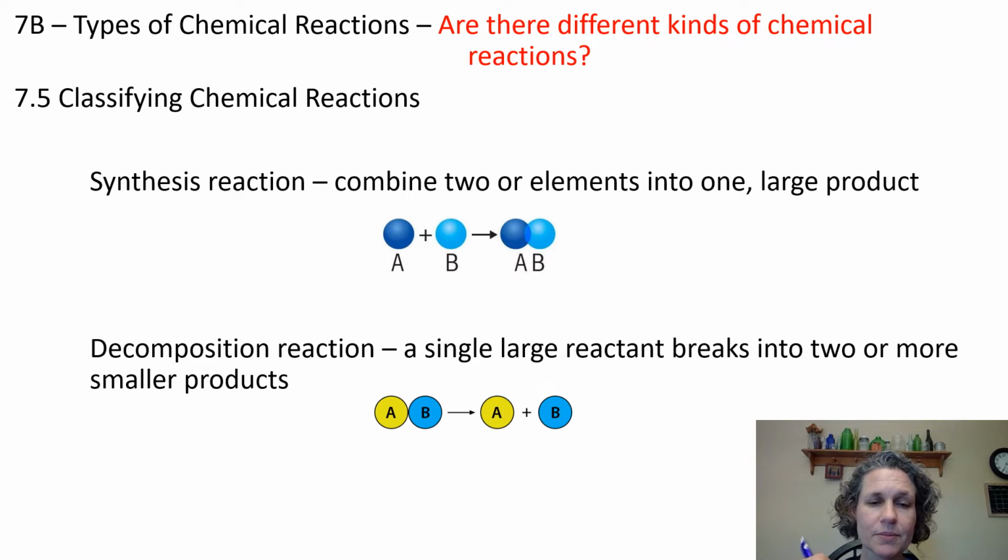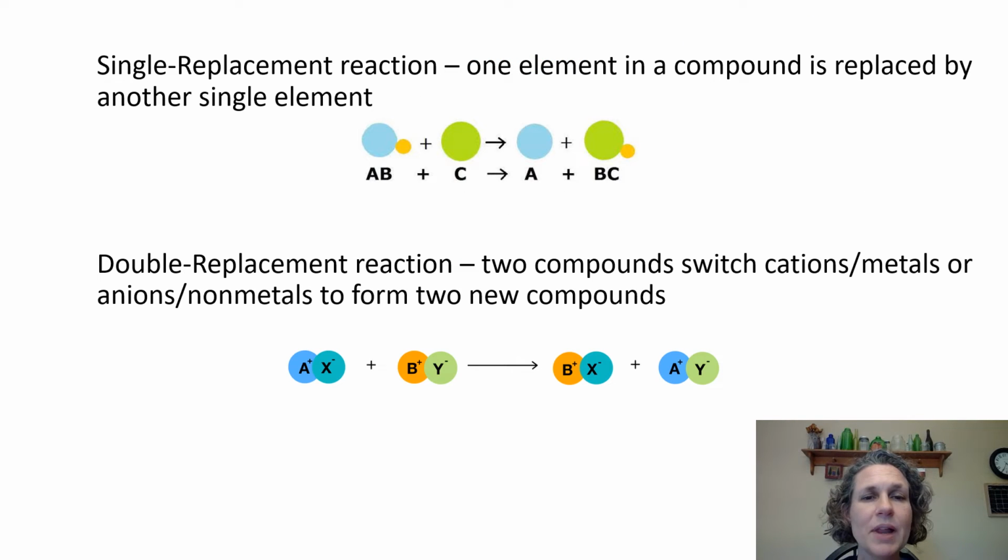Decomposition is the opposite. I have a single large reactant and it breaks into 2 or more smaller products. So now my AB is together, and then when it splits, I have A and B separate. That is decomposition, the breaking down of something. Okay, then we have single replacement. So now I have a compound, AB, and it is reacting with a single element, C. In a single replacement equation, 2 elements basically swap places. One element in a compound is replaced by another single element.